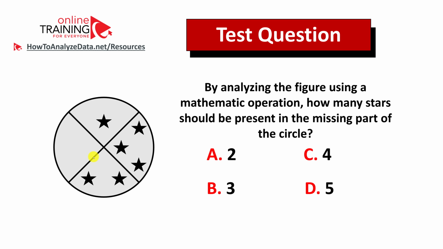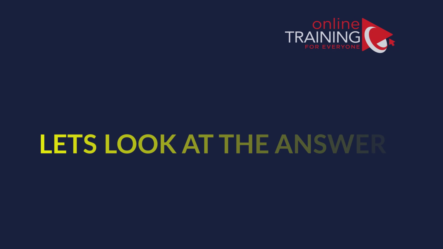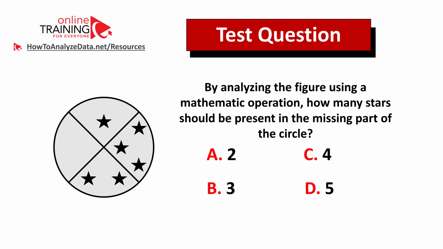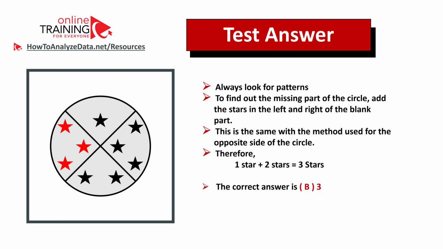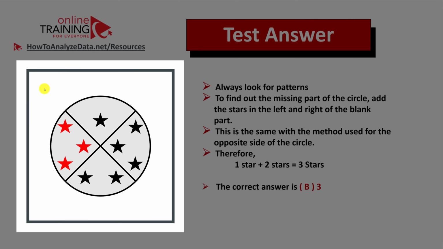Give yourself 10 to 20 seconds to see if you can come up with the answer on your own. Did you figure out the answer? Let's continue to see if we can come up with the solution together. As usual, to answer any type of question, look for patterns. And here the pattern is symmetry. So if you draw a line in the middle of the circle from top to bottom, you will see that you need to come up with the answer that would be symmetrical.